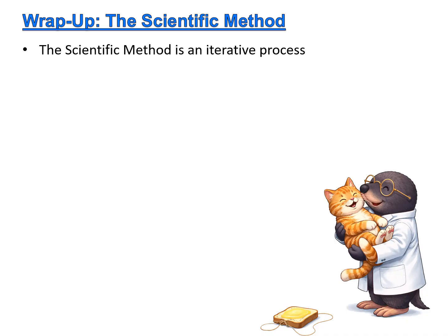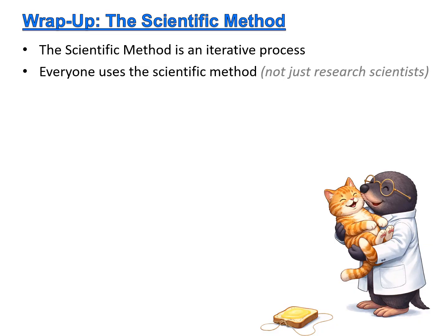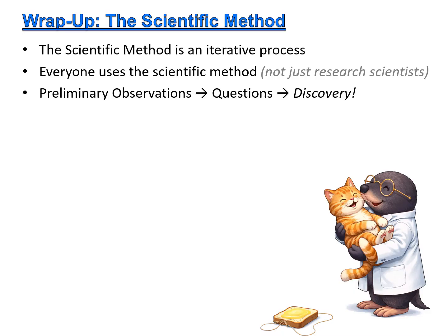All right, so that's all I have to say about the scientific method and buttering cats. To wrap it up, the scientific method is an iterative process. You keep going through the loop and you change things one at a time to make sure that you're testing the right parts. Hopefully I've convinced you that everyone uses the scientific method, not just research scientists. Whenever you're trying to solve a problem, you're using the scientific method. Preliminary observations lead to questions. You go through the scientific method, which will eventually lead to a new discovery. That's why science is so exciting.